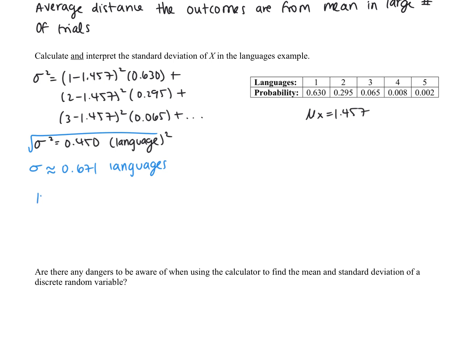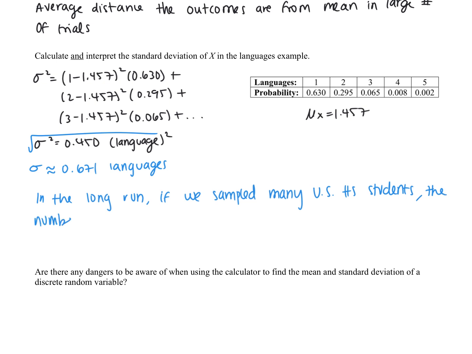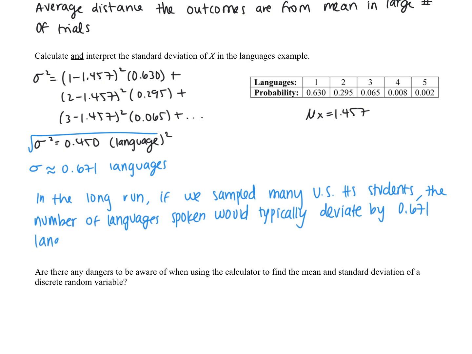If we were to interpret this, we would say in the long run, if we sampled many U.S. high school students, the number of languages spoken would typically deviate by 0.671 languages from the mean or average.